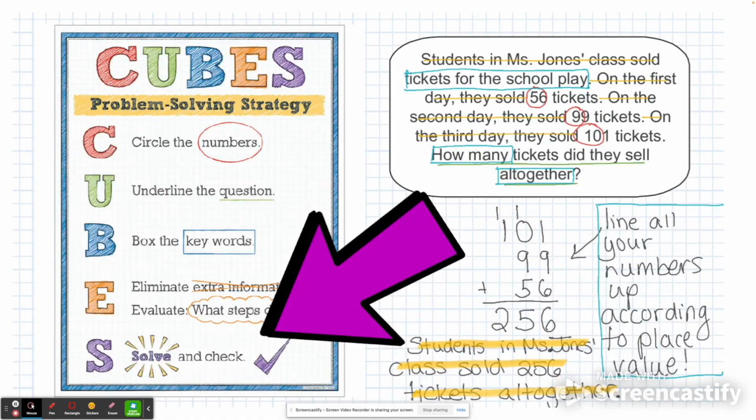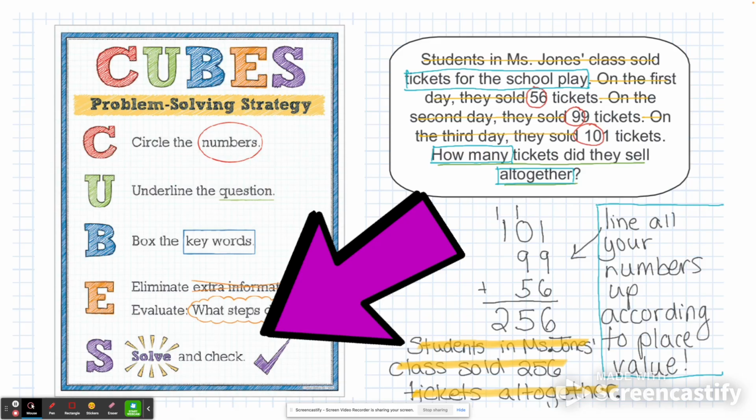All right, friends, we're on to the last step here, which is solve and check. So as you can see here, I've lined all my numbers up according to place value. I've placed the biggest number on the top, the smaller numbers on the bottom, and I've gone ahead and added it up. 1 plus 9 is 10. 10 plus 6 is 16. I put the 6 at the bottom. I carry the 1 to regroup.